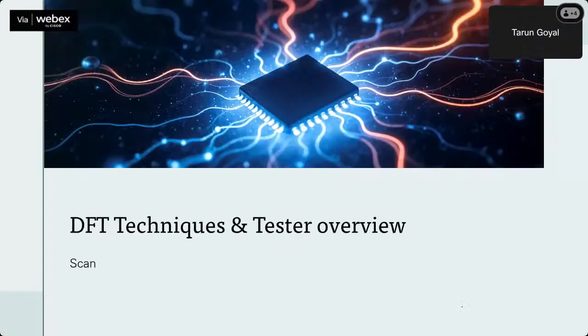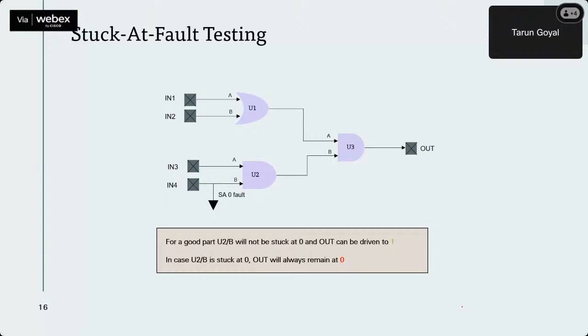Now coming to the next part, DFT techniques and tester overview. Let's start with stuck-at fault testing. How are we testing it? Suppose this is an OR gate, this is an AND gate, and we have U3, which is again an AND gate. We have these four inputs, and this is the output.